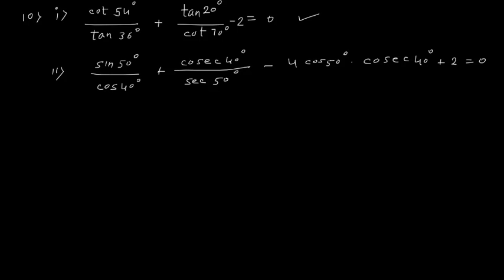Next is sin 50 degree upon cos 40 degree. So this sin can be converted in cos. So cos 40 upon cos 40 is 1. Similarly this cosec can be converted into sec. So sec 50 upon sec 50 is 1. So this will become 2, minus this is cos 50 and this is cosec 40. So this cosec 40 can be converted in sec 50 degree. So cos 50 into sec 50 is 1. So this is 4. So we have 1 plus 1 minus 4 plus 2. So 1 plus 1 is 2, 2 minus 4 is minus 2, minus 2 plus 2 is 0. So your complete answer for this is 0.